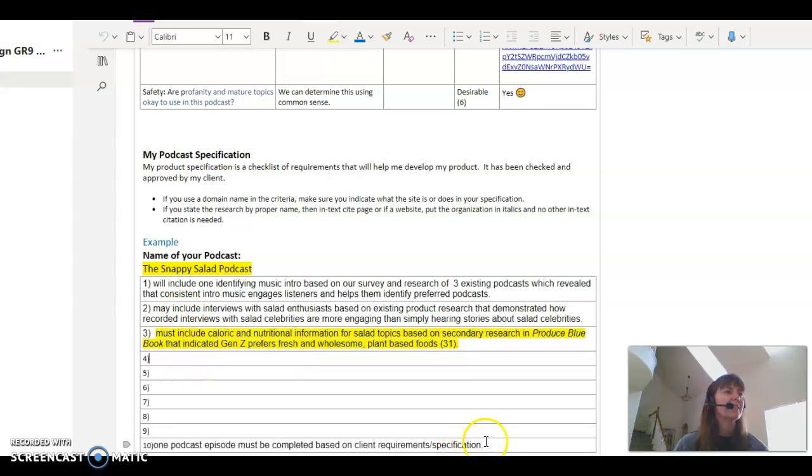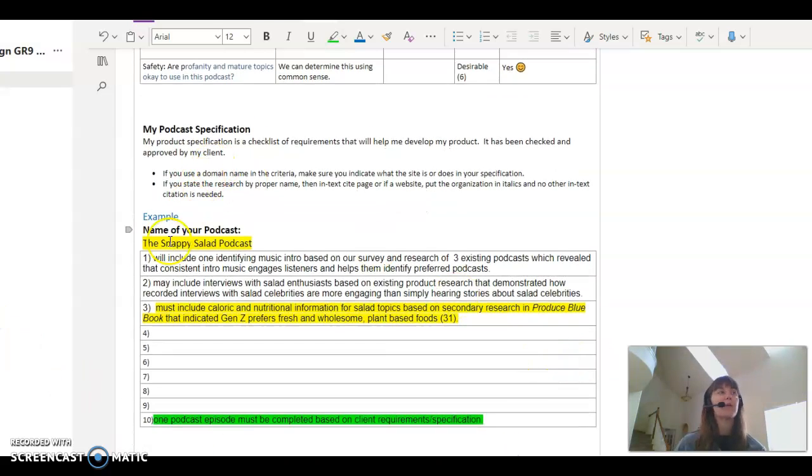The one that I need to add here at the very bottom, remember that we also need to include any of our restrictions. Do you remember me saying that? So one of your criteria must say 1 podcast episode must be completed based on client requirements. We don't need to explain that any more than our client required it, so it must be done. All right. That is what I wanted to go back and remind you about your criteria.